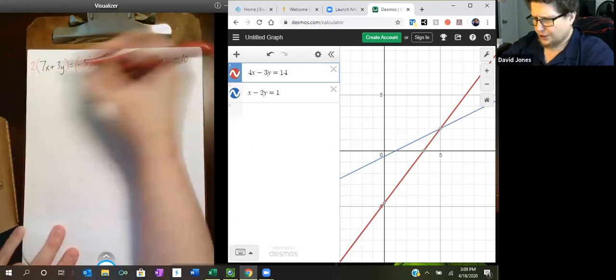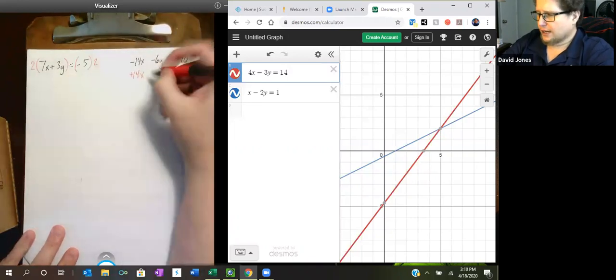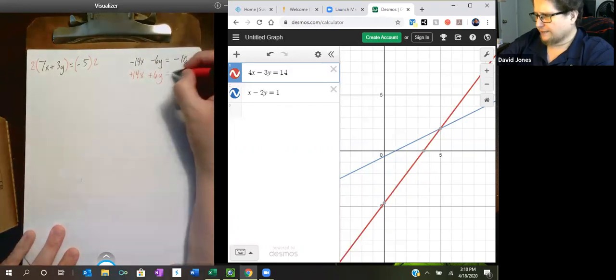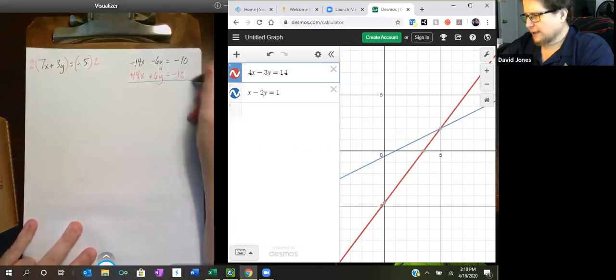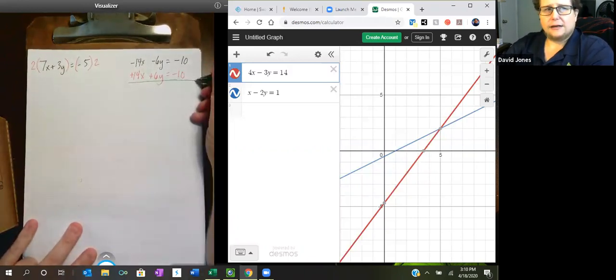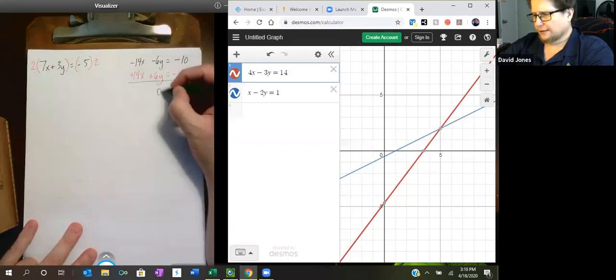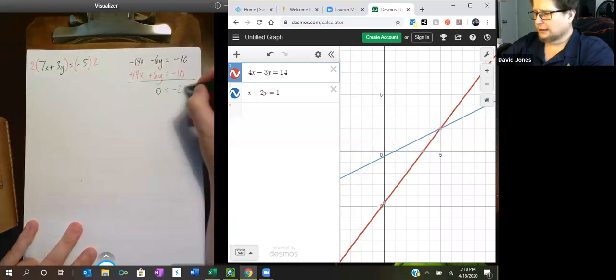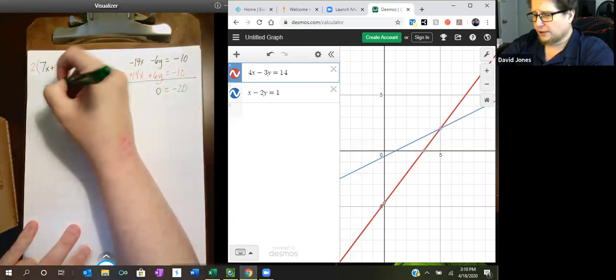Then I get 2 times 7x is 14x. 2 times 3y is 6y. And negative 5 times 2 is negative 10. Then I add them up vertically. The x's eliminate and the y's eliminate. We have 0 on the left side. Negative 10 plus negative 10 is negative 20. What does that mean? That's never true.